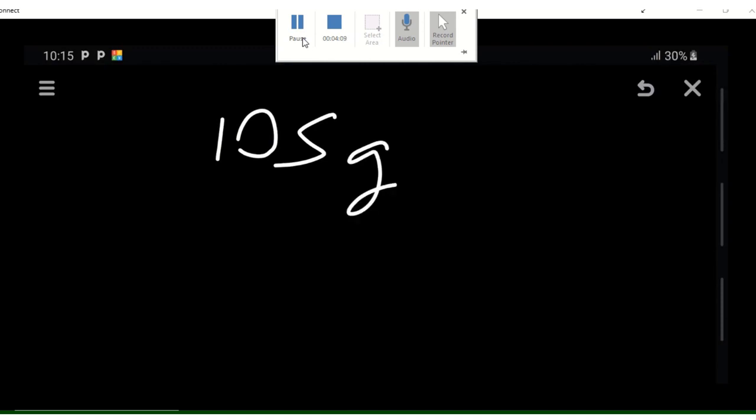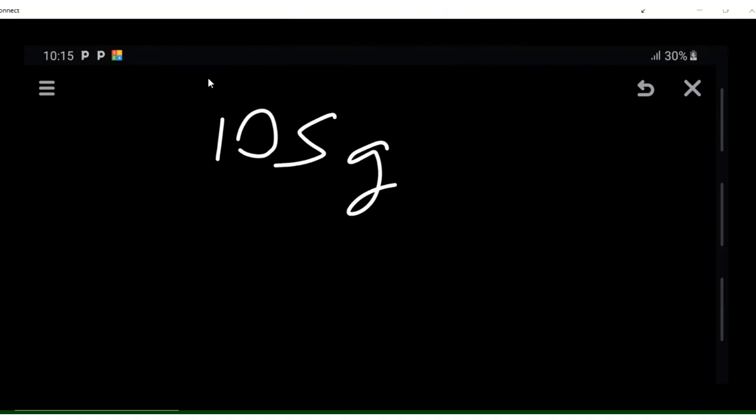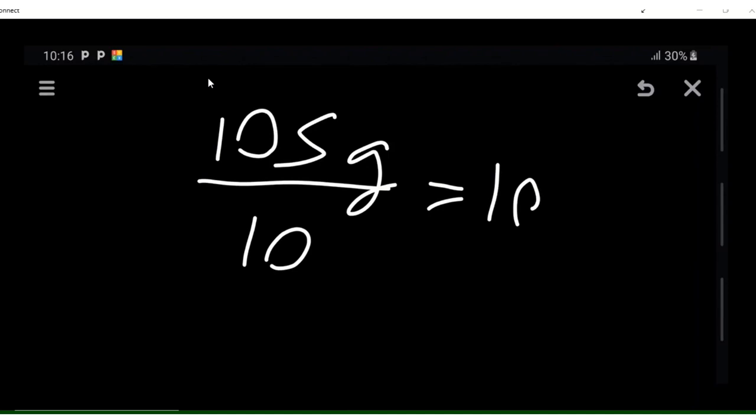So now you have to determine how much one sweet weighs. So you divide by 10, because these are 10 sweets. If you punch a calculator, 105 divided by 10, you just get 10.5. Which means one sweet weighs 10.5 grams.